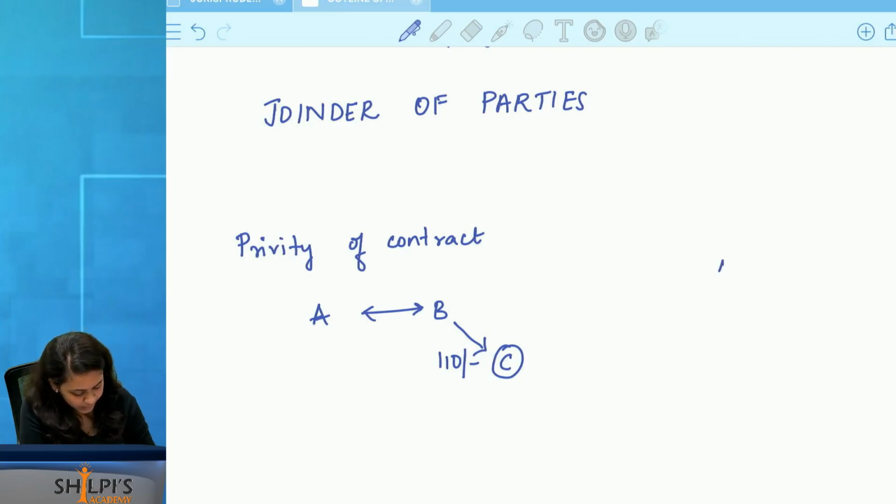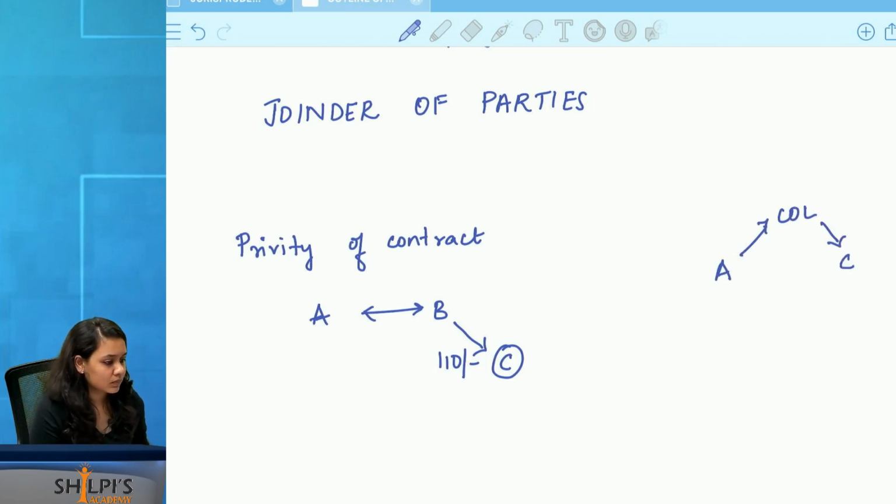Now, can A go before the court of law against C? The answer here is no, because only A and B were parties to a contract. If he wants, instead of going against C, he can go against B. But initially, remember, I had put A went against C. This is known as a misjoinder. That means a wrong person has been added into the suit, and it has to be rectified to remove that party and put the correct person in.